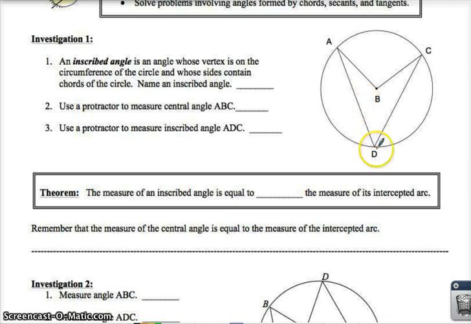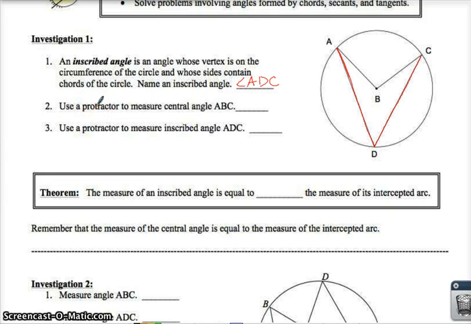So right here you can see the vertex is on the circumference, and this side of the angle, CD, is a chord and AD is a chord. So this right here is an inscribed angle. So name an inscribed angle. Well, I just did that. It's angle ADC. So why is DAB not an inscribed angle? Or why is DCB not an inscribed angle? Think about that, and hopefully you know that answer based on the definition.